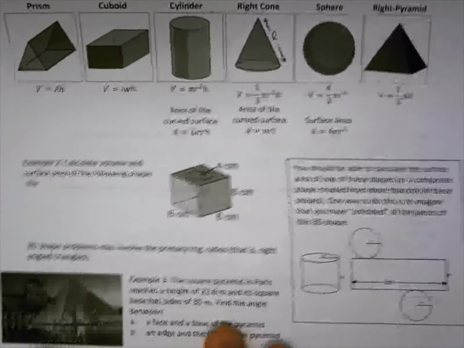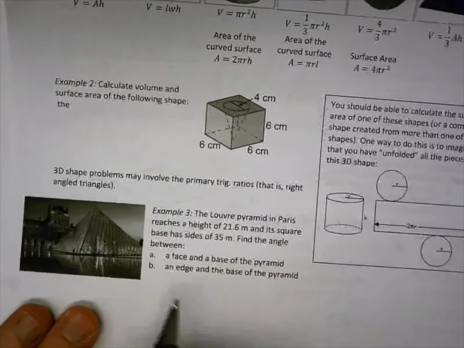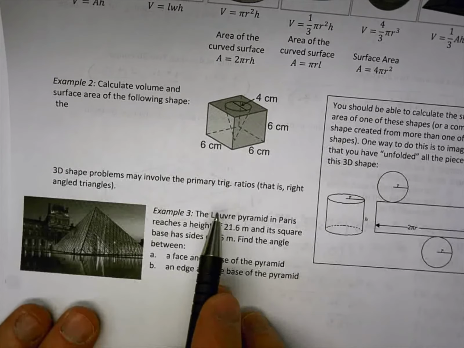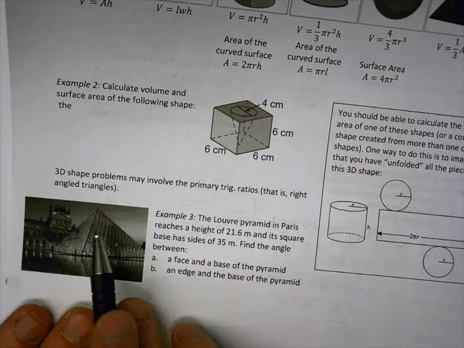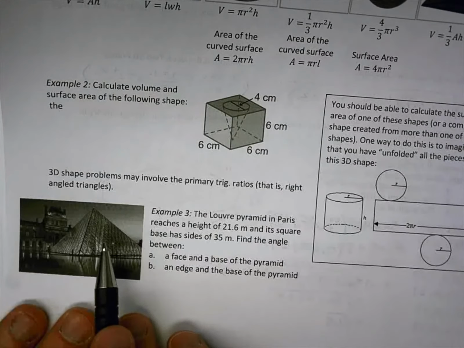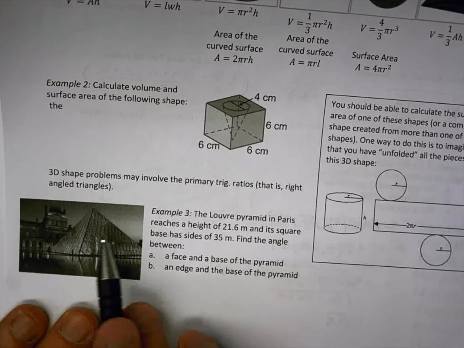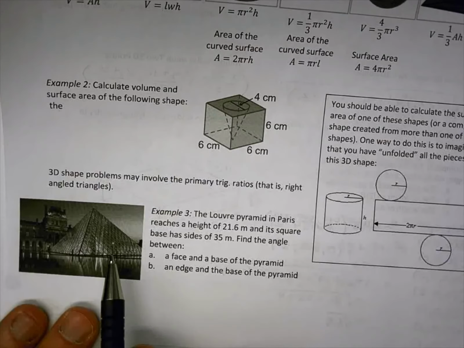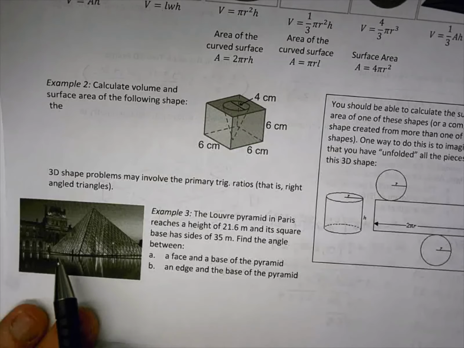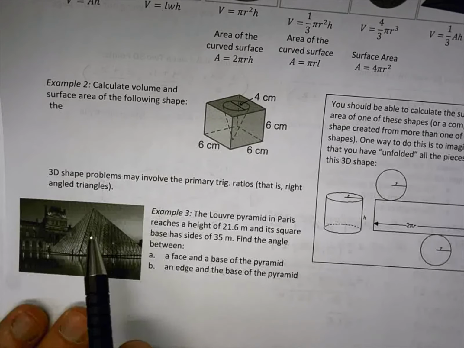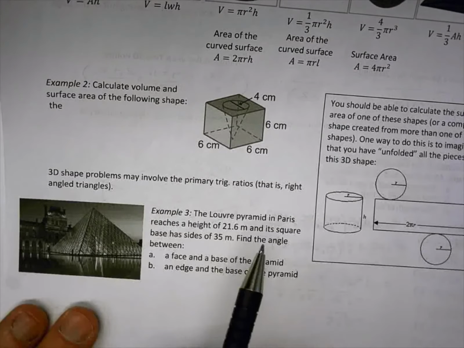Okay, and this is a good example of a question that involves trig and 3D shapes. So you have the Louvre Pyramid. So this is a slightly controversial geometric, new modern design they put in the center of this very traditional museum in Paris, but it's kind of cool. So it's a right pyramid. It has 4 sides on the bottom, and then it comes up to the top like that.